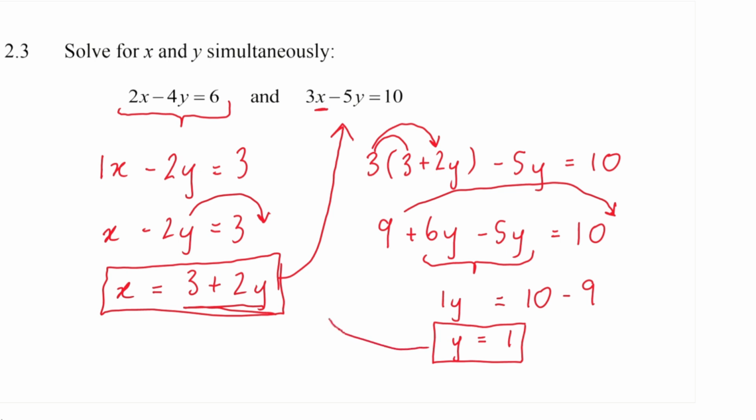Now, in order to solve for x, we substitute y back into our x equation. So we have x is equal to 3 plus 2 times 1, because y is equal to 1, and therefore that gives us that x is equal to 5.